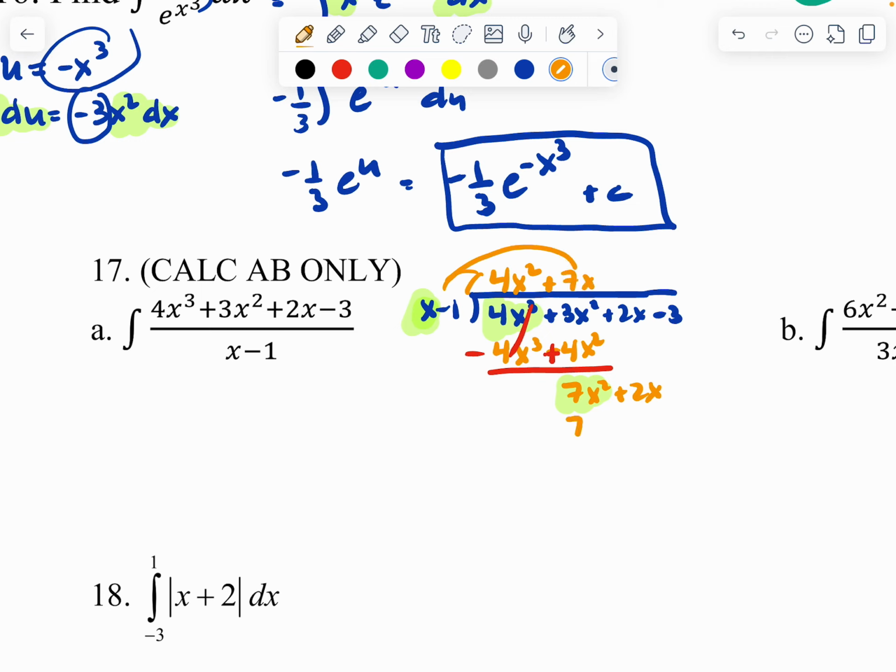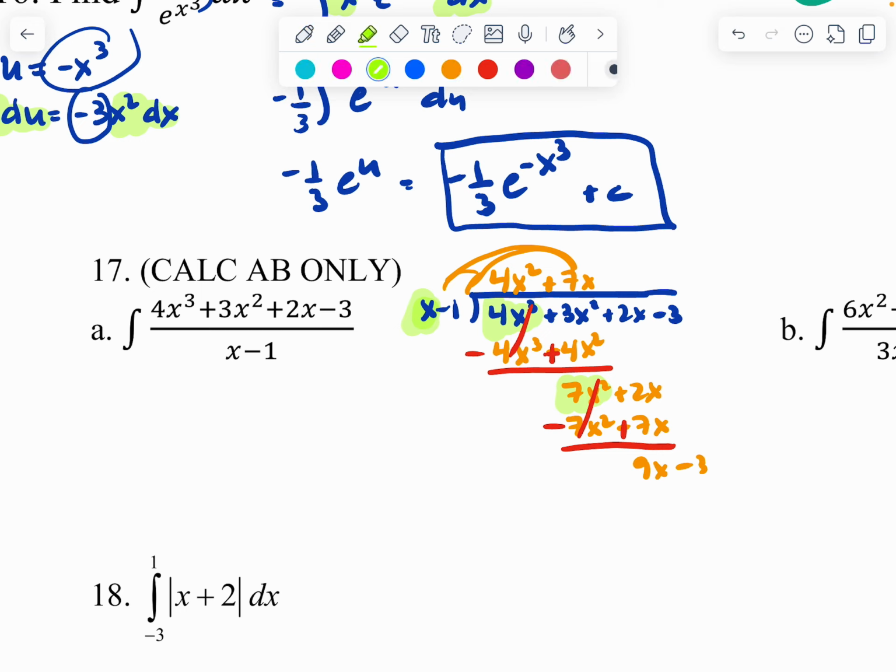7x times x is 7x squared. 7x times negative 1 is negative 7x. But don't forget to draw the line and change both signs. So these cancel out. And then I'm going to have 2x plus 7x, which is 9x. And then I'm going to bring down the minus 3.